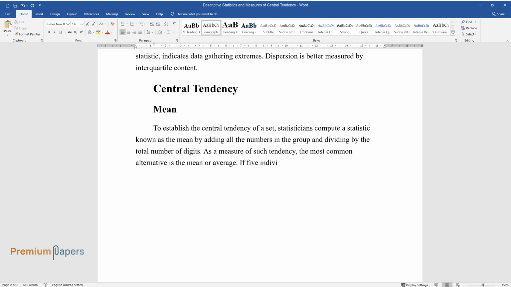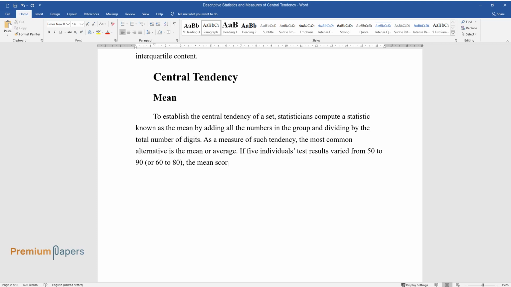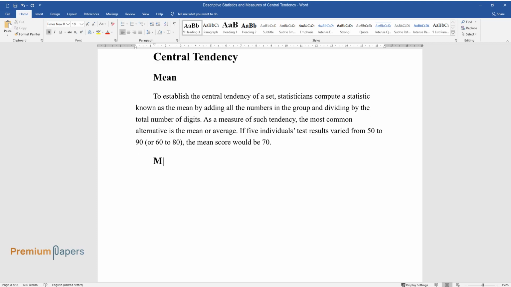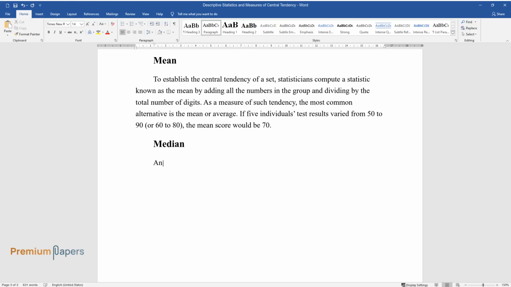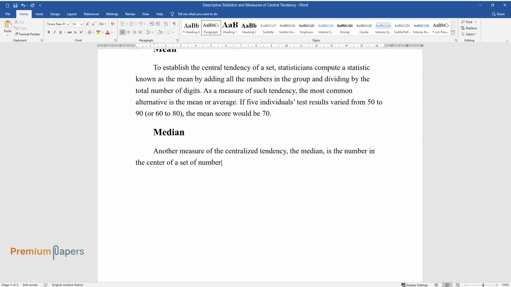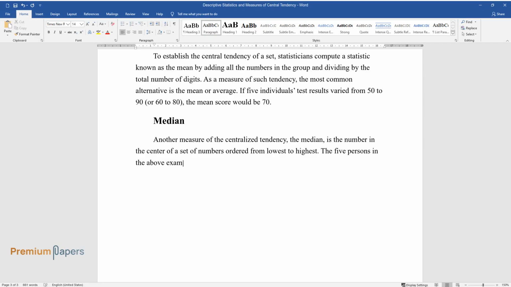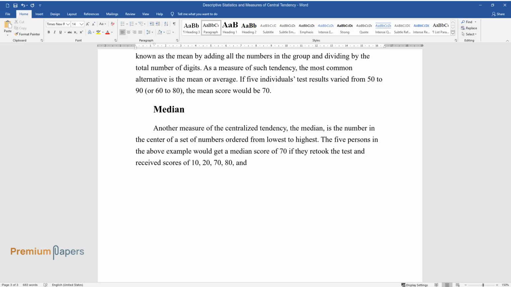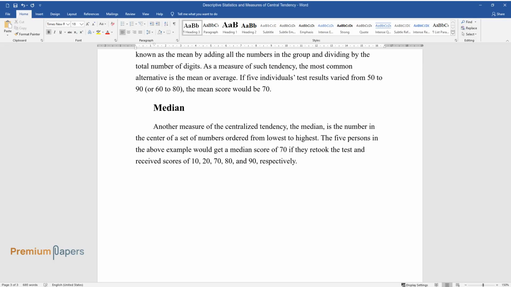If 5 individuals' test results were 50, 60, 70, 80, and 90, the mean score would be 70. Median. Another measure of central tendency, the median, is the number in the center of a set of numbers ordered from lowest to highest. The 5 persons in the above example would get a median score of 70 if they retook the test and received scores of 10, 20, 70, 80, and 90, respectively.